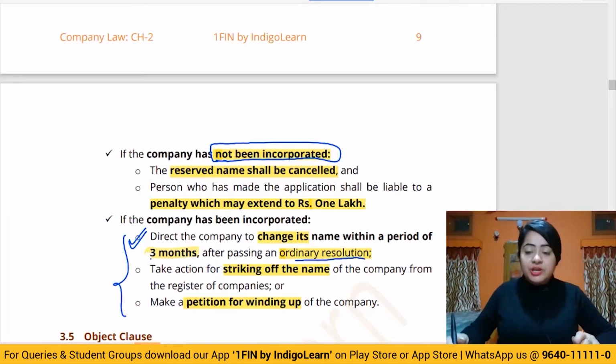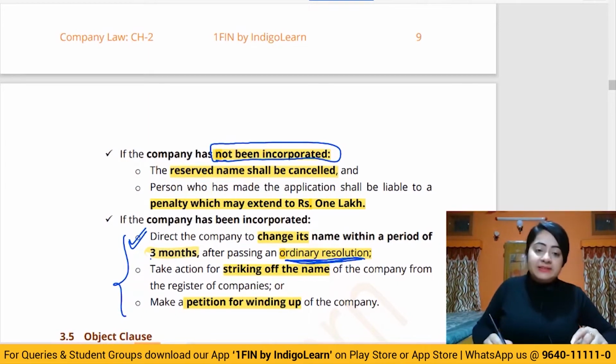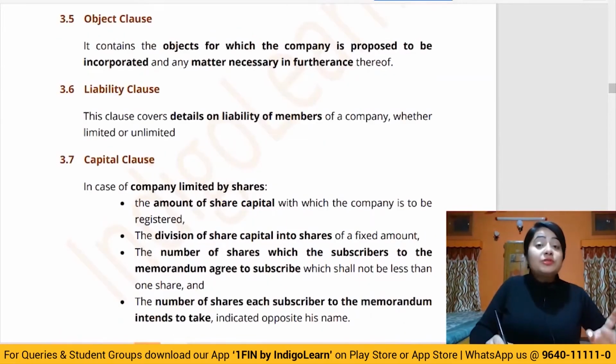Usually, whenever the name has to be changed, a special resolution is required. But because this is a circumstance wherein the company has submitted wrongful details and quickly the name has to be changed, therefore here an ordinary resolution is sufficient to change the name of the company. Either that, or the company's name will be struck off or the company will be wound up. Let's move on. So that was the name clause.